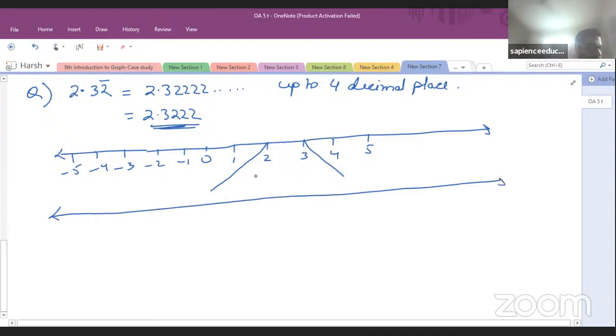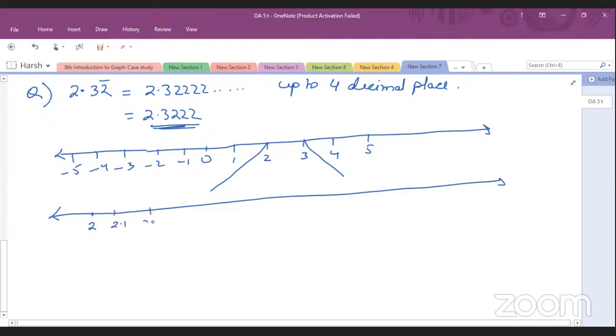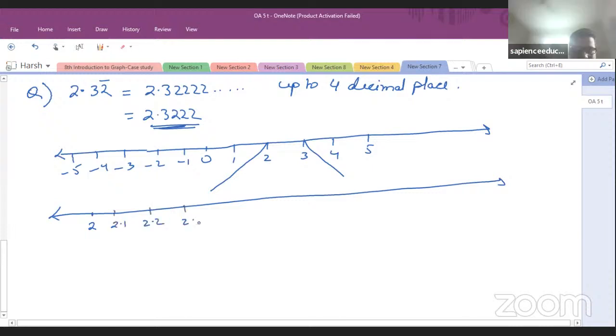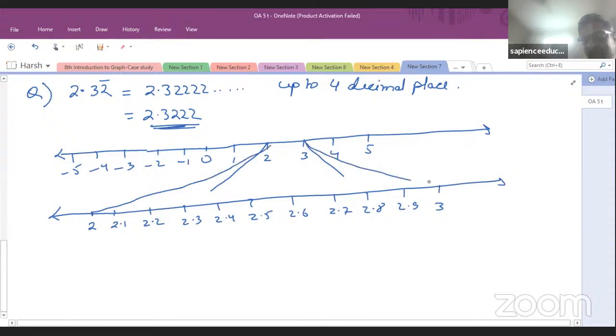Okay. This number line will start from 2. So we can write it as 2, 2.1, 2.2, 2.3, 2.4, 2.5, 2.6, 2.7, 2.8, 2.9 and 3. Correct? And we'll draw it like this. You have to draw like this. That is, you have magnified it.